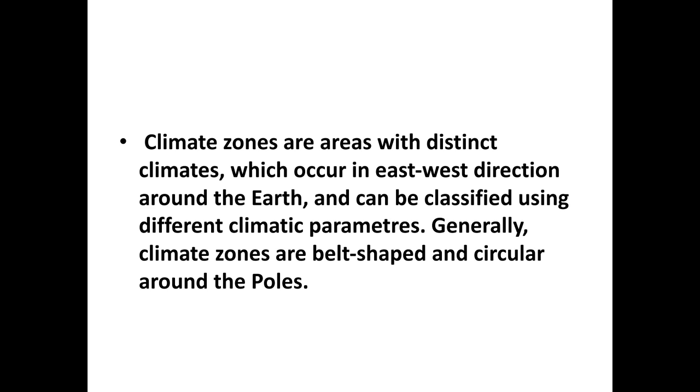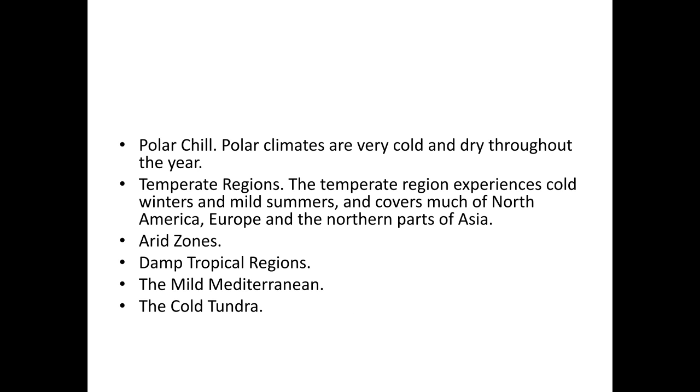Climate zones are certain areas with distinct climates which occur in the east-west direction around the Earth and can be classified using different climatic parameters and patterns. Generally, climate zones are basically bell-shaped and circular around the poles. There are certain types of climates on the Earth's surface which are determined by various geographical elements and aspects which come into play.